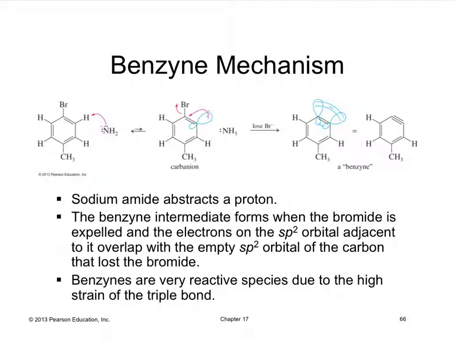If we look at the mechanism, NH2 will deprotonate, generating electrons over here, and then your electrons will come down, kick off the bromine, in which you have two pi systems, which will form this triple bond. So sodium amide abstracts a proton, and the benzyne intermediate forms when the bromide is expelled, and electrons in the sp2 orbital adjacent to it overlap with the empty sp2 orbital of the carbon that's lost. It's bromide. And these benzynes are reactive species due to the high strain shown here in the triple bond.